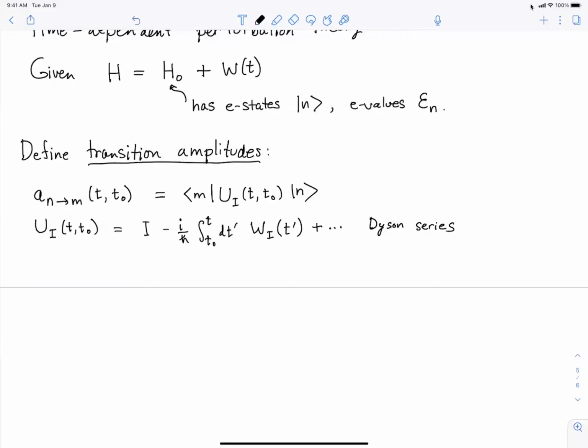And then I have to tell you what W_I is. So reminder, that is equal to the unitary operator for time evolution taking only the H0 Hamiltonian, sandwiched on either side of the Schrodinger picture interaction Hamiltonian.